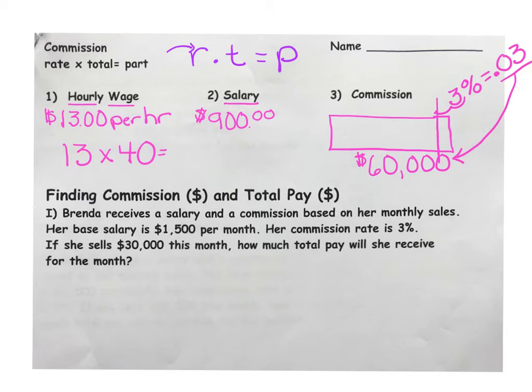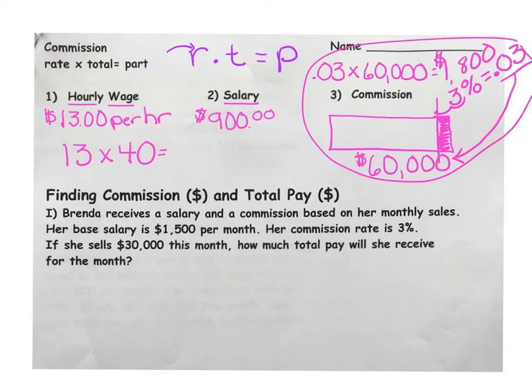So what would that be in this case? Well, you would take 3 cents, that's our rate, times the total, $60,000. You would earn $1,800. That's your bonus or your commission. You get a portion of the sales. And this is what we're going to be studying. And once again, we're going to be applying the formula R times T equals P.